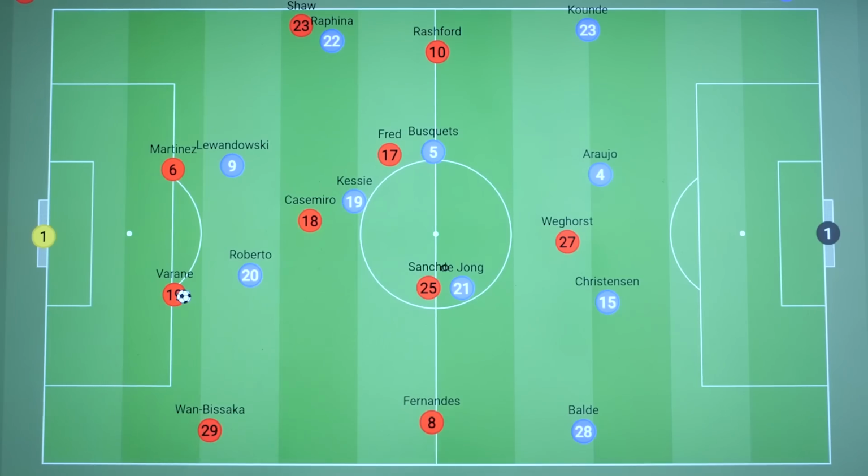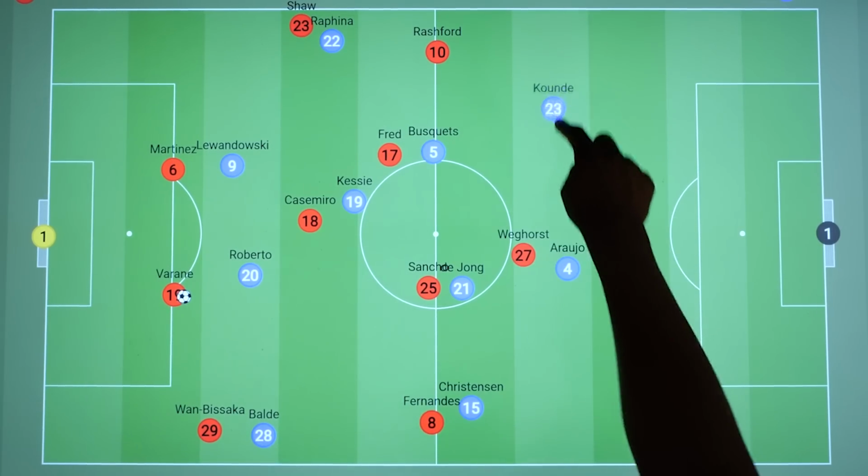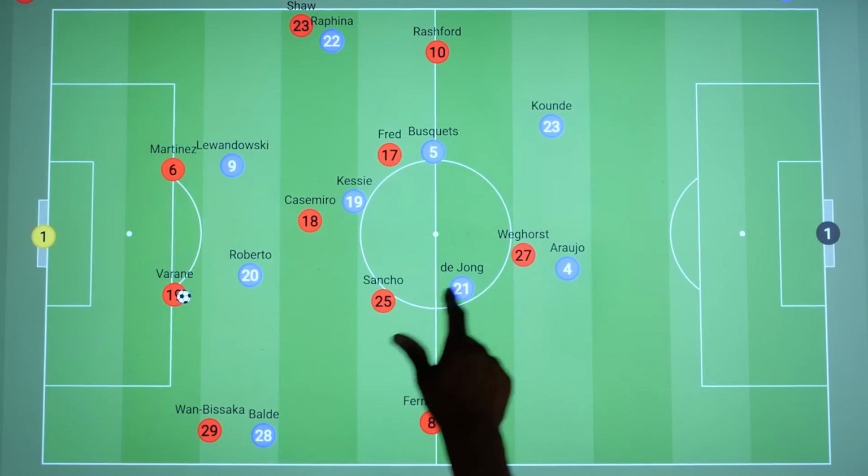So, it was obvious that Wan-Bissaka was a natural outlet, and Barcelona wanted to suffocate United in this first phase, so they were willing to take an even bigger gamble in the press, with Balde, rather than staying at left back, pushing all the way up onto Wan-Bissaka, allowing Christensen and the rest of the back three to come across, and Barcelona held a fairly high line.